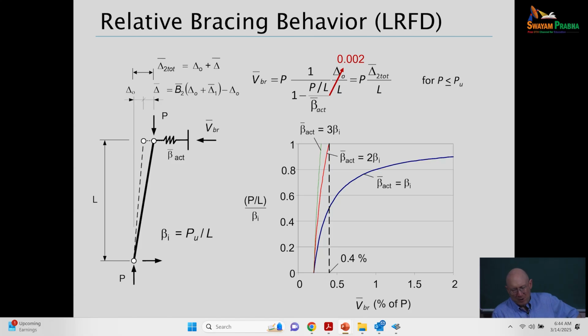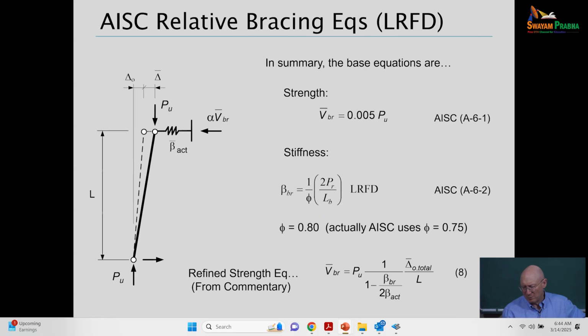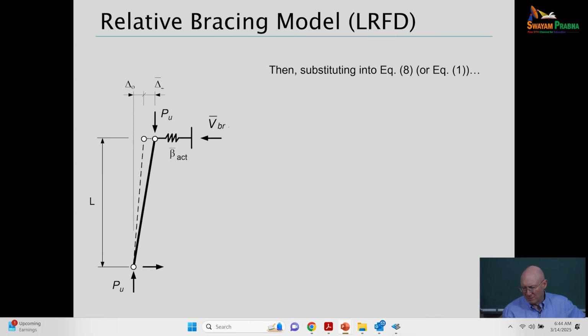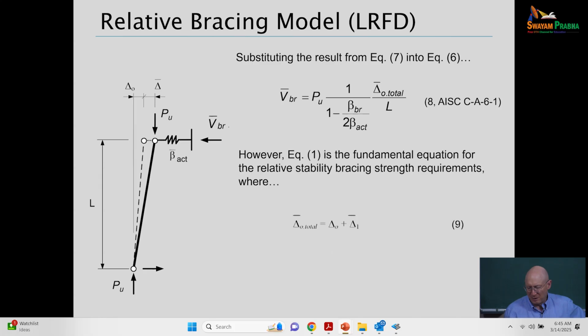So notice that beta bar is putting a 0.8 on the stiffness, and so if we look at what we've got here, I need to go back to where I got my required bracing. Oh, I think I went too far. Find my point here. Oh, it's here. Okay. So notice the required bracing is 2 over 0.8 beta I, and so if we put in a stiffness that's essentially 0.8 of that, then now we've got 2 times beta I for the required bracing.